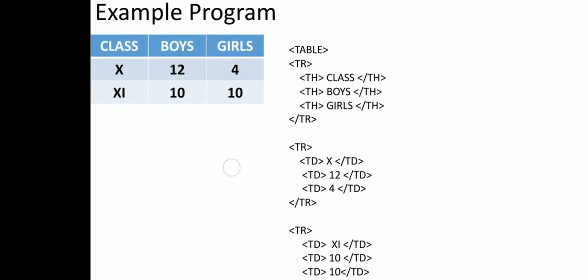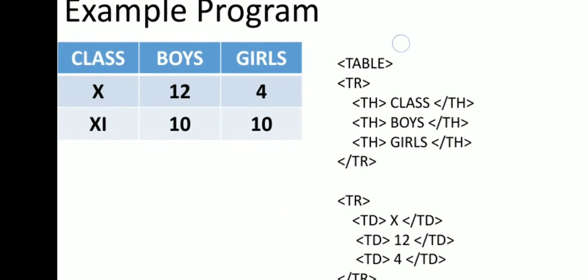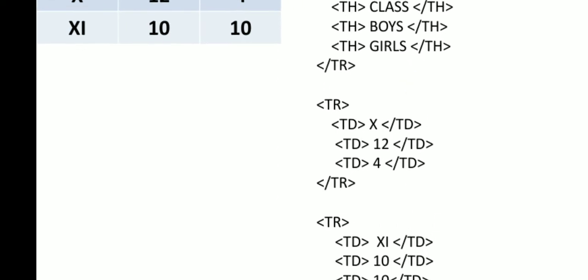Now I am going to teach you an example. For example, you want to create a table for your class, for your school. How many classes are in your school, how many boys in each class, and how many girls in each class. This is the entire table. For representing this entire table, we have to use the table tag. How many rows are there? Three different rows, and the first row is the table heading, and two rows are holding the values. So TR, and first TH is for the heading: class, boys, girls. You should close each row.